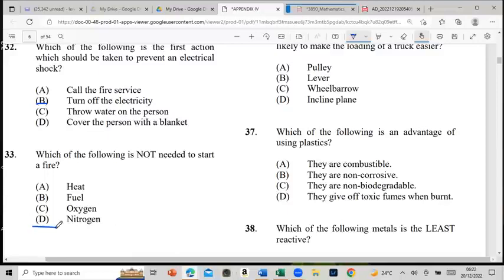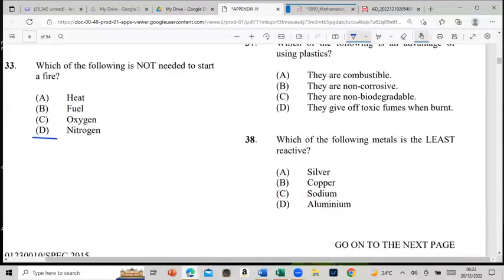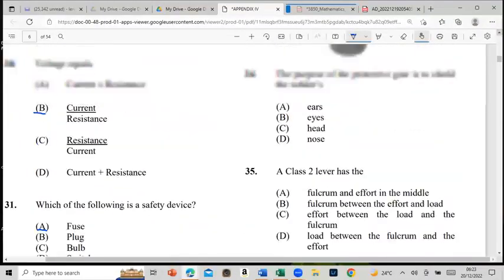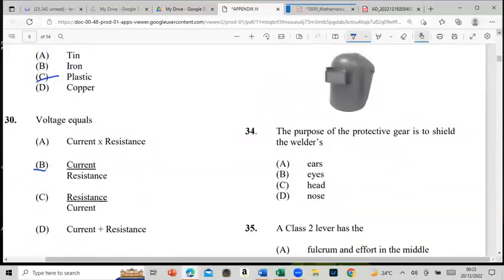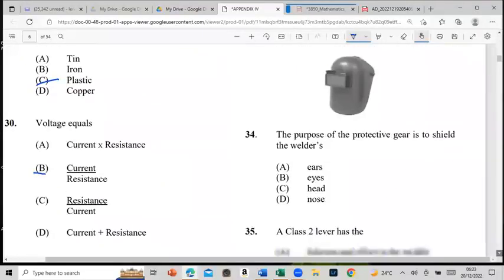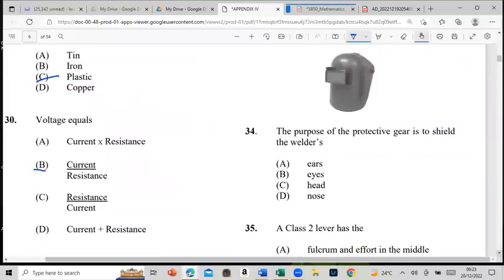Alright, so let's move on to 34. Oh, hold on. Let's go to the picture. 34. The following picture shows the protective gear worn by a welder. The purpose of the protective gear is to shield the welder's ears, the eyes, the head, or the nose. And that would be the eyes. You know, that's a little blind, right?